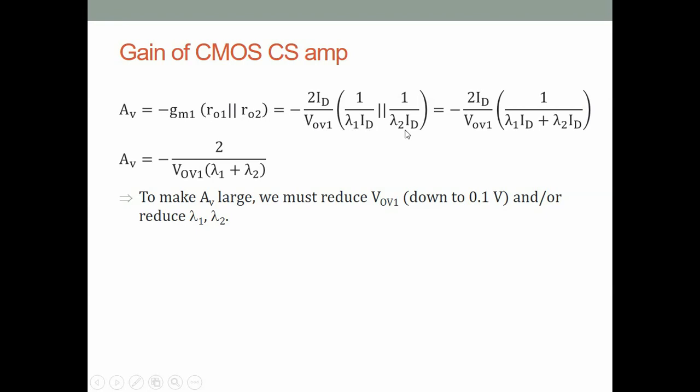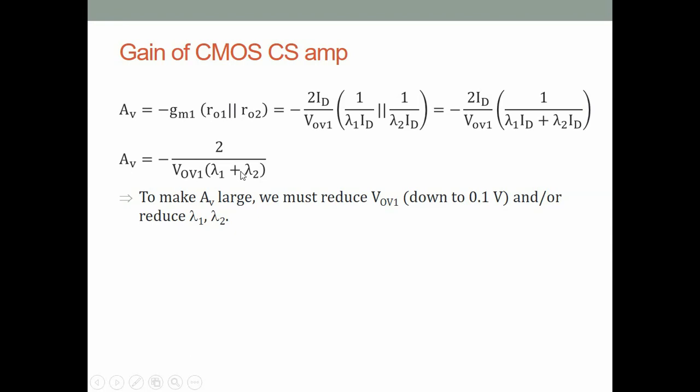In real life lambda is actually a function of ID, as you will see in your first assignment, or maybe you have already seen, that lambda does change with ID. But to first order or zeroth order, the current has very little effect on the gain. You will see that lambda increases as ID increases, and therefore the gain actually decreases as ID increases. Anyway, let's not think about those effects now.